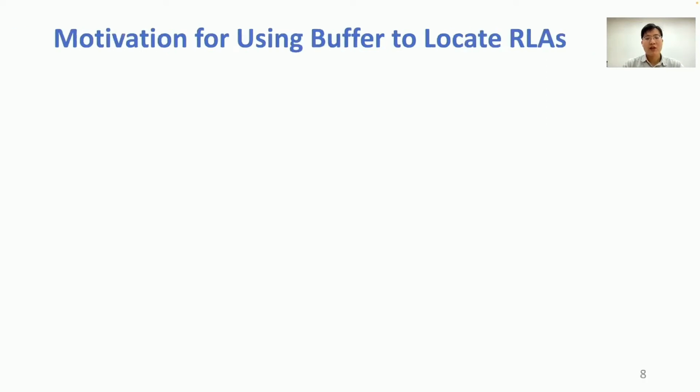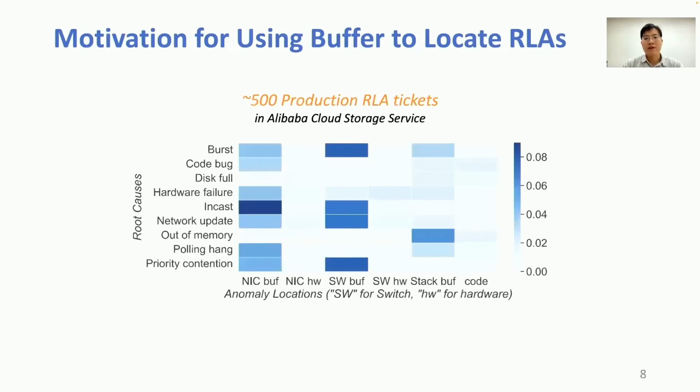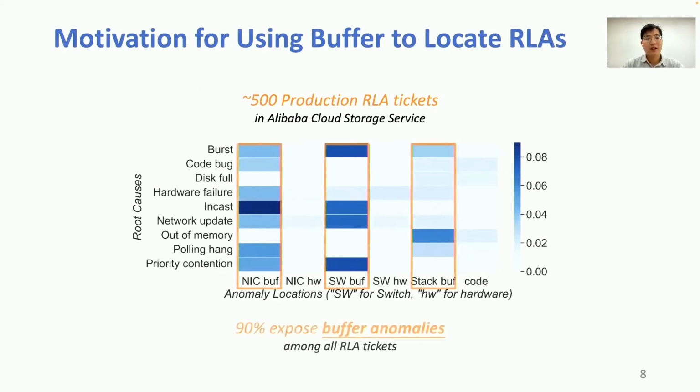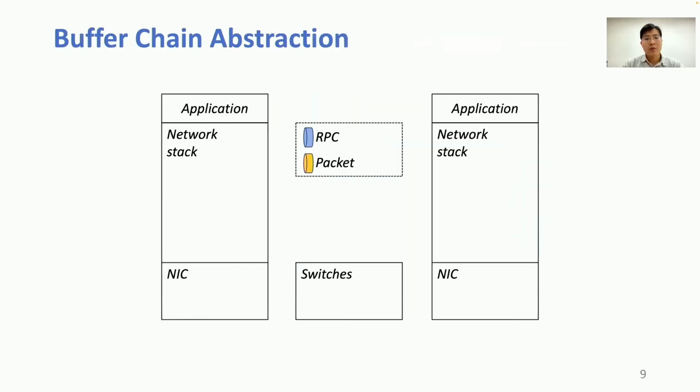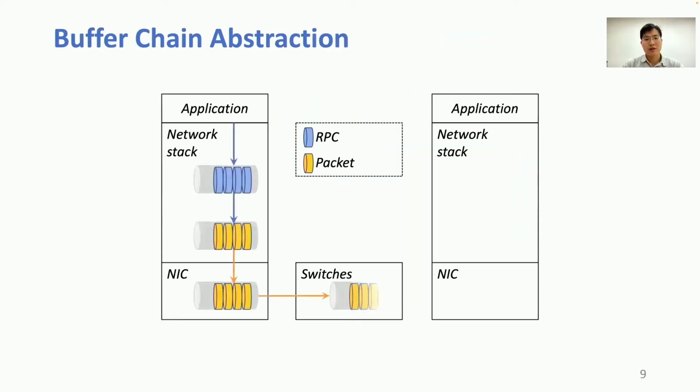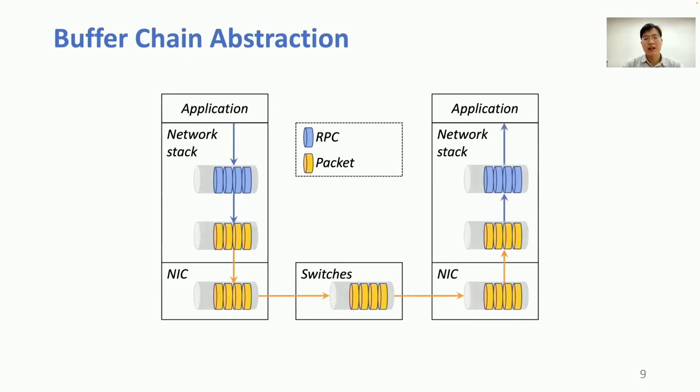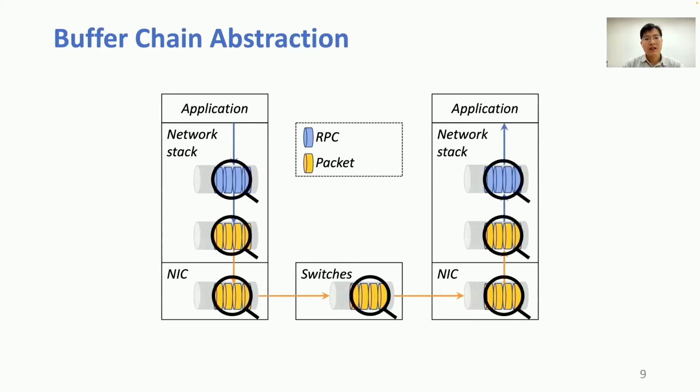Based on this intuition, we analyzed almost 500 production RLA tickets from Alibaba Cloud and summarized the root causes and the locations in this figure. We observed that more than 90% of RLAs expose anomalies in buffers. So we propose a buffer chain abstraction to uniformly model all layers. We can simply monitor the appearance of buffer events for our locating.